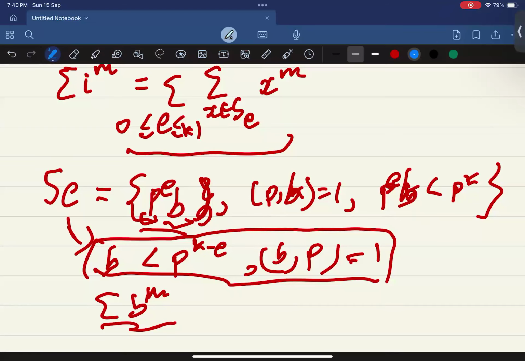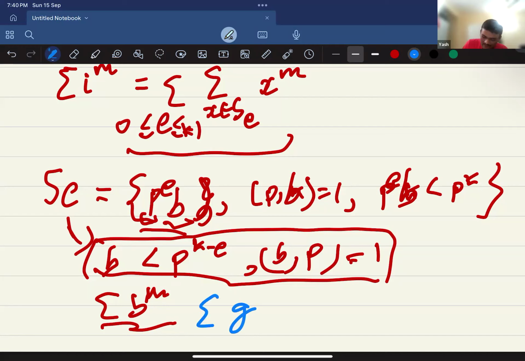That was precisely easy, no? By primitive roots. Do you see that? Basically, this sum can now be represented as sigma of G to the M, where G is a primitive root mod P to the K minus E. And then again, you can do that geometric series thing, right?